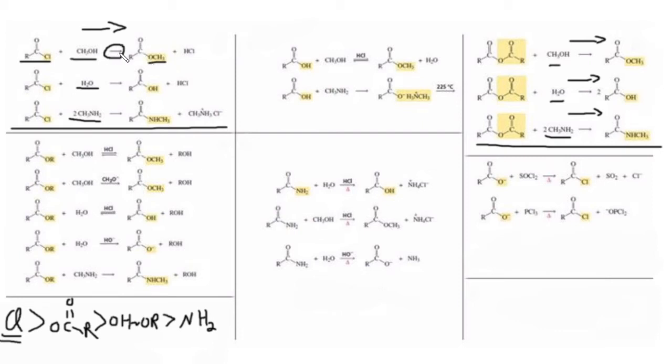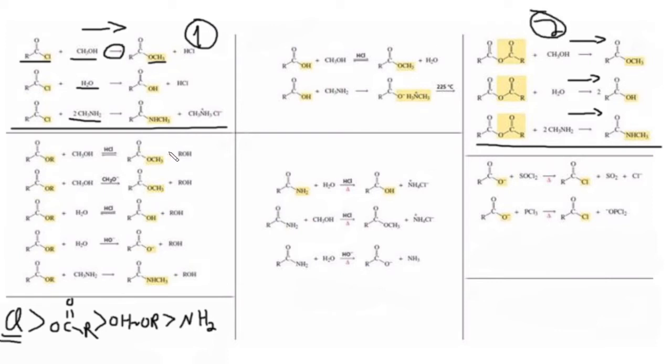In the first reaction, you replace your good leaving group, chloride, with OR, and then you replace it with OH when it reacts with water, and then you replace it with an amine to create an amide when you react with an amine. Okay? So these are the first two. They follow the same pattern.